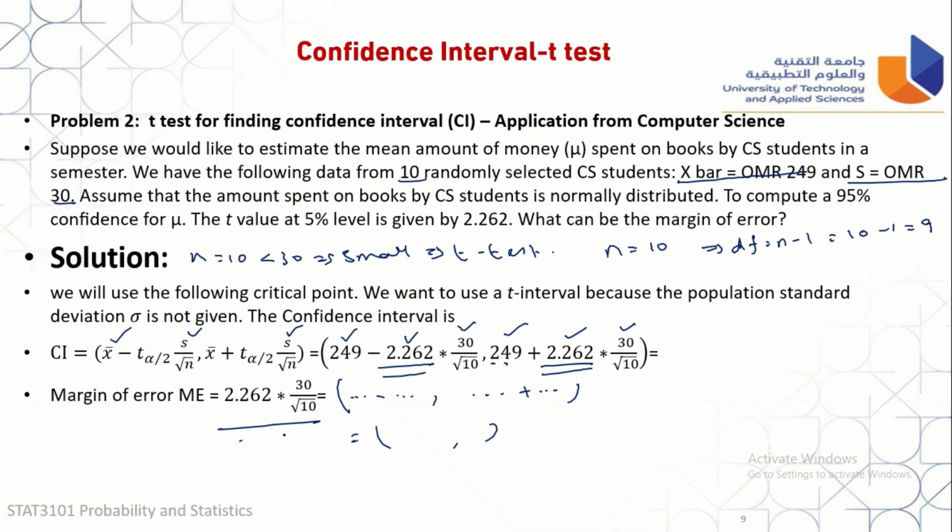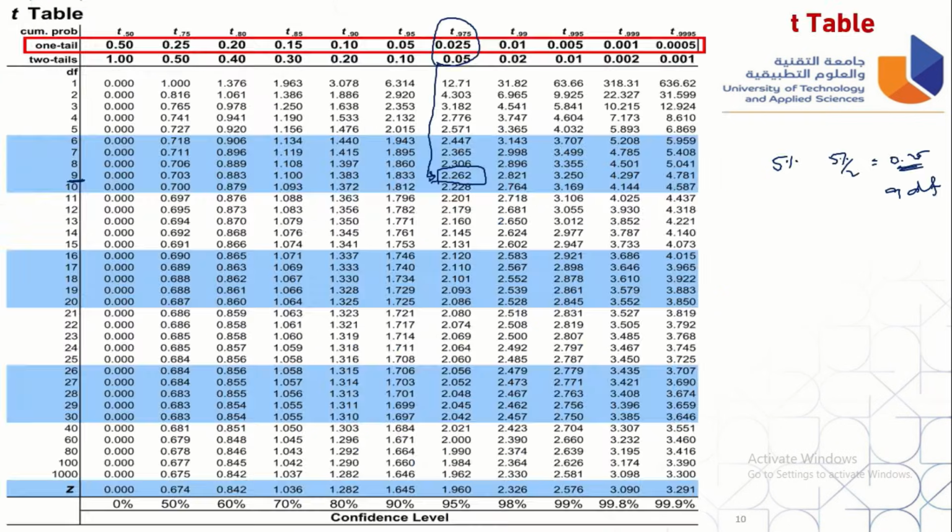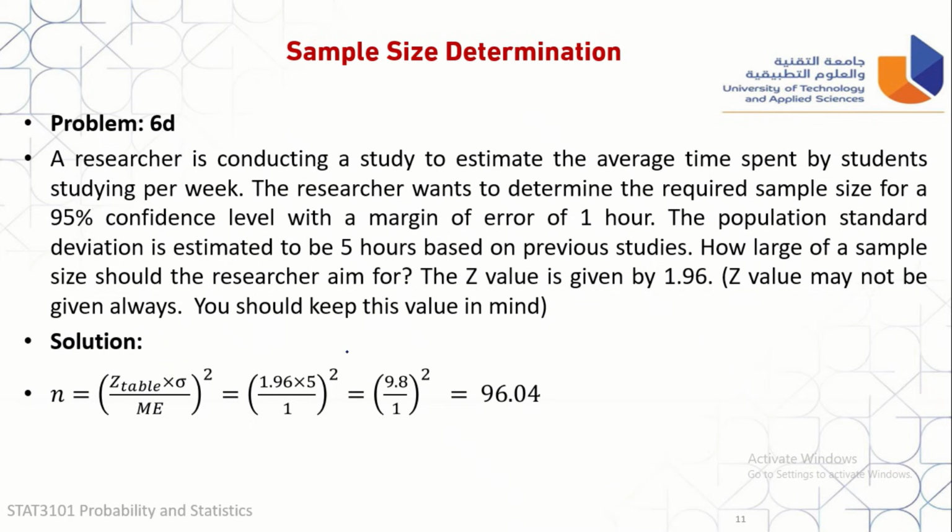And as you know, the margin of error is this part, and if it is separate, you can use it. The sample size determination. The formula is z table value times sigma divided by margin of error. Here it is given the margin of error is 1, and the required sample size is for a 95% confidence level, and here it is given the z value. Okay, standard deviation is 5.